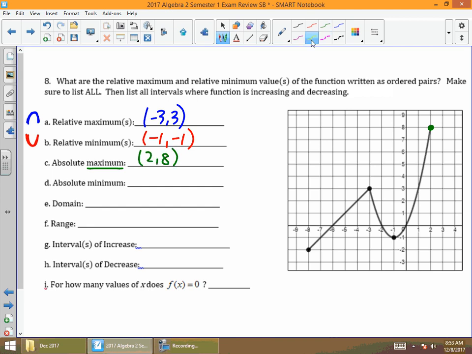And then for absolute minimum, again, same thing, there's nothing specific about what that shape has to look like. Just look for the absolute lowest point on your graph, which would be back here at -8, -2.